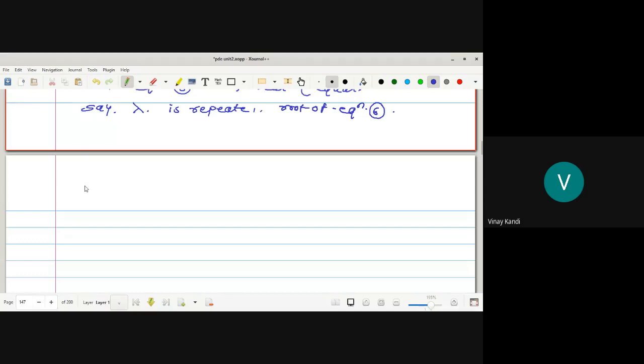Okay, now select the variable xi such that psi x is equal to lambda into psi y.